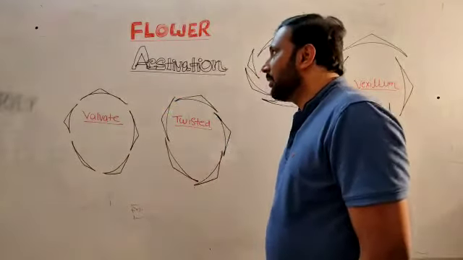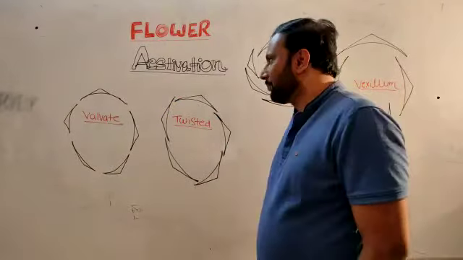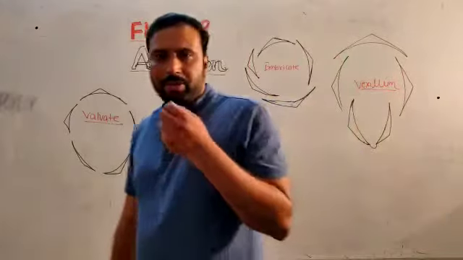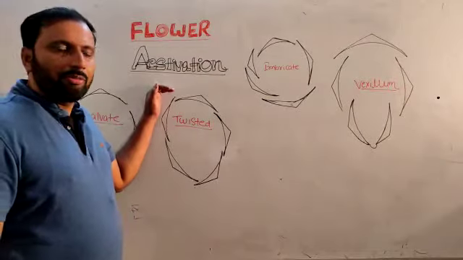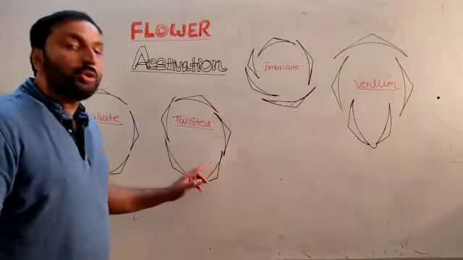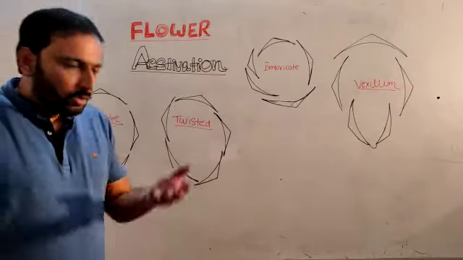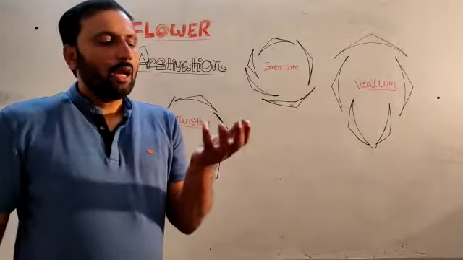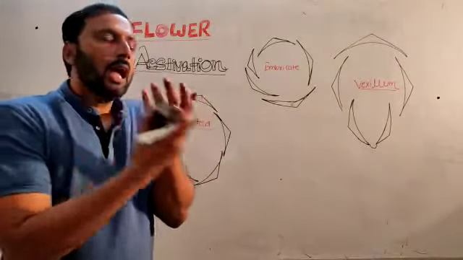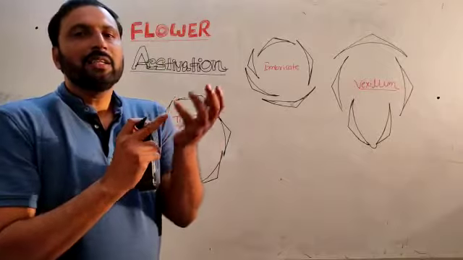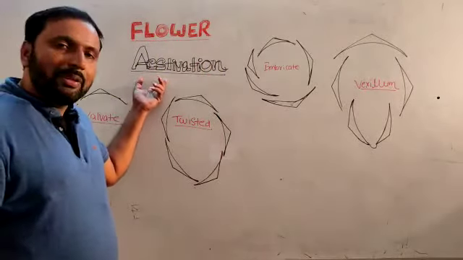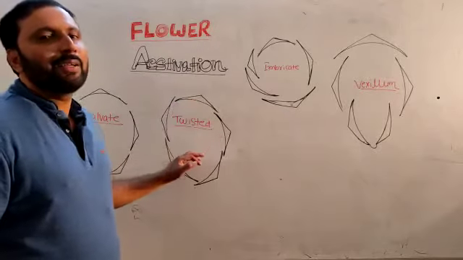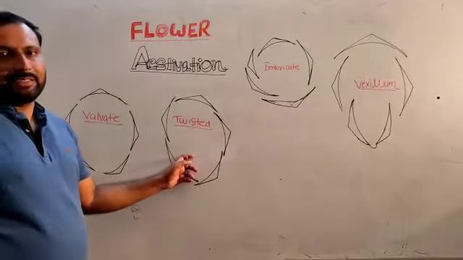Today we are discussing flower aestivation. You know the meaning of aestivation: the mode of arrangement of perianth lobes during the bud condition. So when the flower is in bud condition, how the sepals are arranged, how the petals are arranged, that condition is called aestivation. So, the mode of arrangement of perianth lobes during the bud condition is called aestivation.